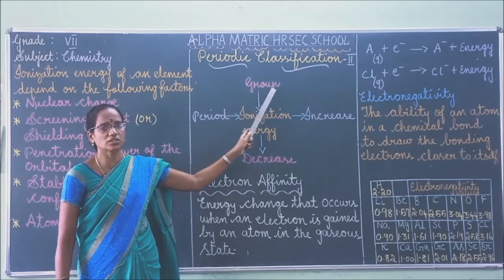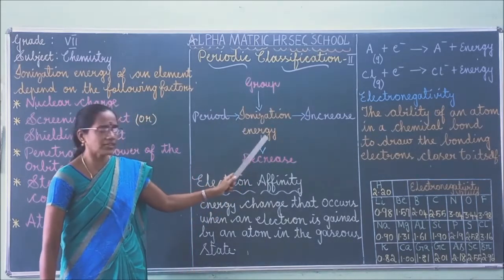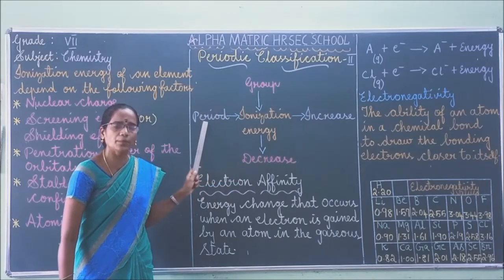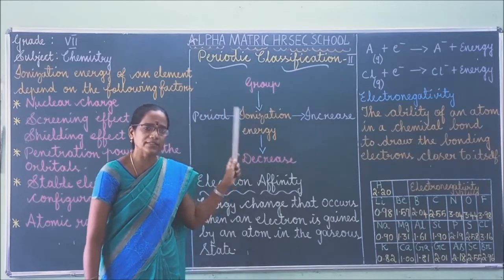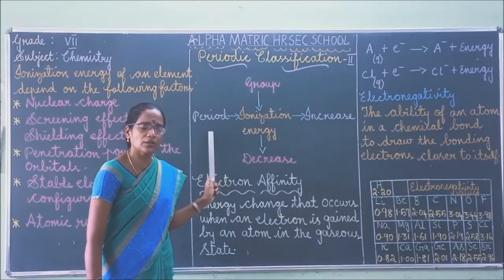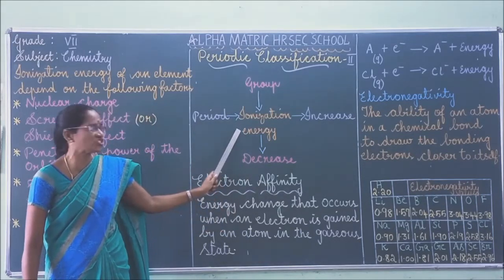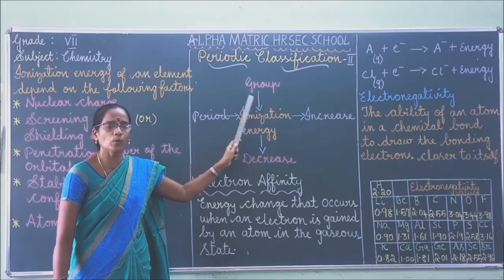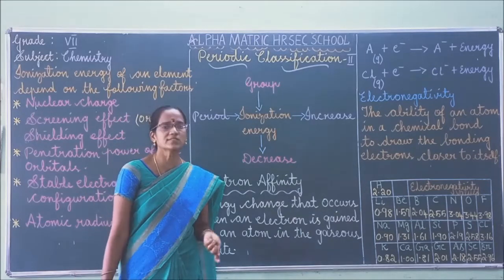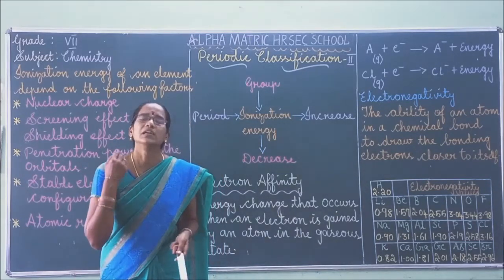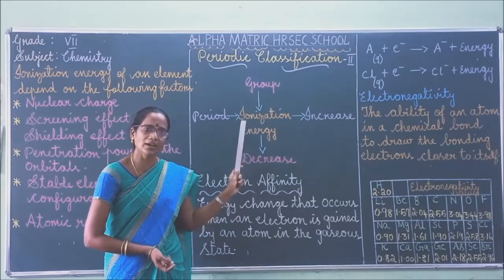From this variation you can get 2-mark questions. Ionization energy increases along the period. Why? Because more energy is required to remove the electron. That is why ionization energy increases along the period from left to right. At the same time, from top to bottom, ionization energy decreases along the group. Why? Because the valence electrons are loosely bound, so they require less energy for removal. That is why ionization energy decreases down the group.